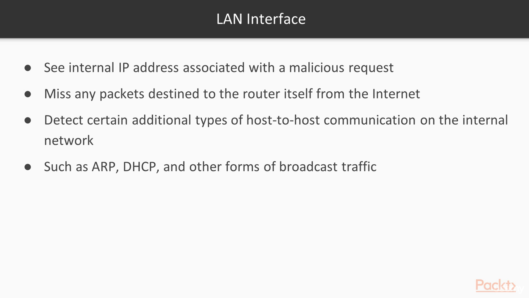Next is LAN interface. Monitoring the LAN interface allows you to see the internal IP address associated with a malicious request, but will miss any packets destined to the router itself from the internet. It will, however, allow you to detect certain additional types of host-to-host communication on the internal network, such as ARP, DHCP, and other forms of broadcast traffic.